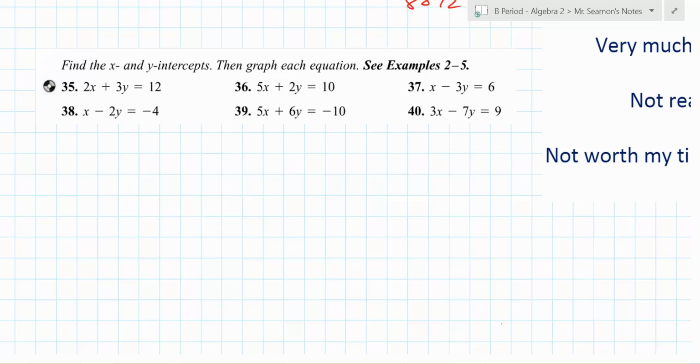Why are these types of points the easiest points to find? Yeah. Because you get to set the other variable to 0.